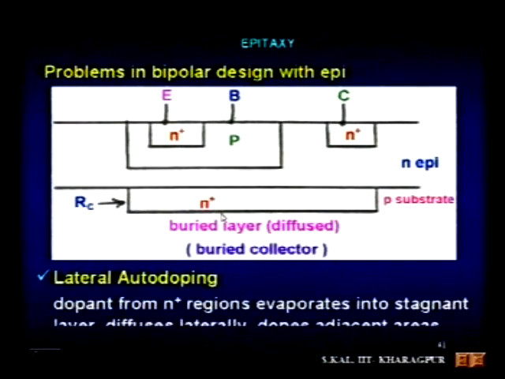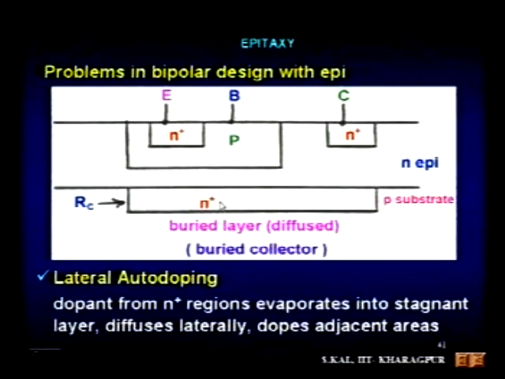So the main problem, because here is the buried layer, the diffused buried layer, or buried collector. This is the epitaxial layer, this is the P substrate, this is the N plus emitter, this is the N plus collector. So E, B, C: emitter, base, collector. This is the buried layer, which is there for low collector contact resistance, RC. It is also known as the buried collector.